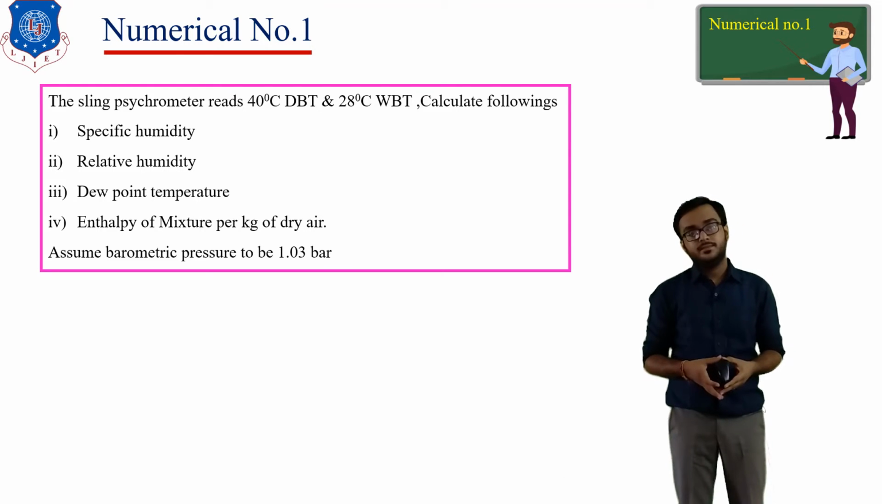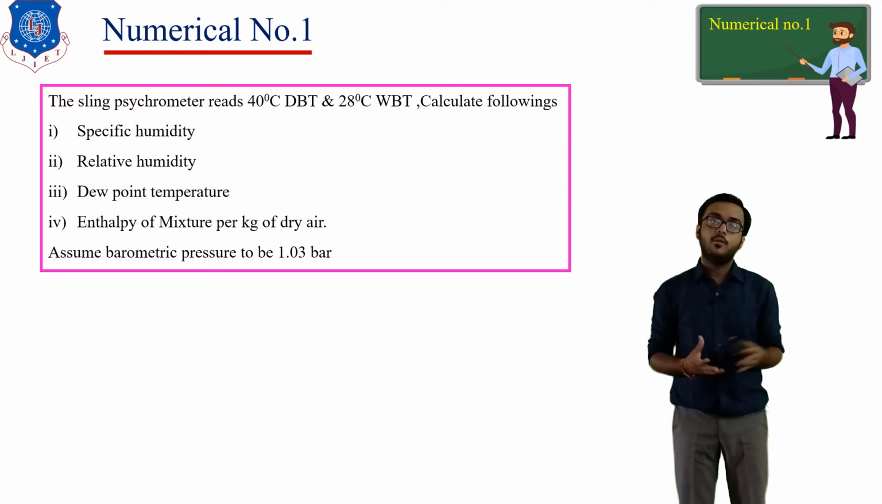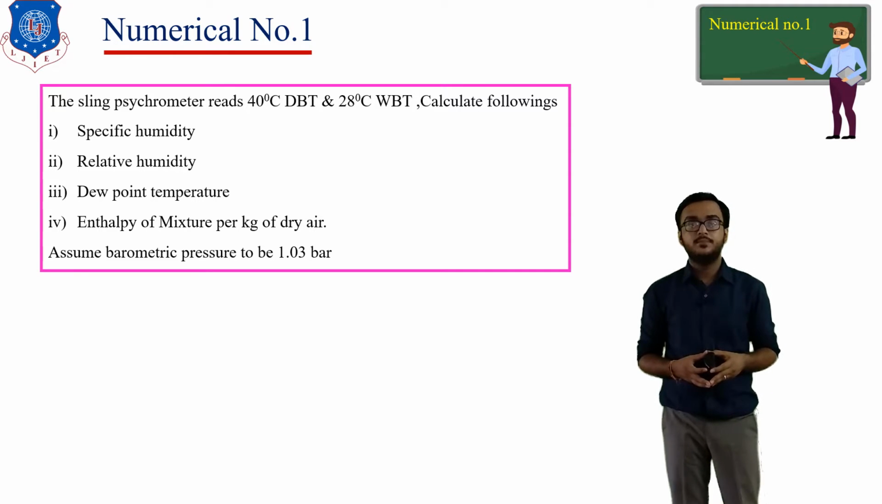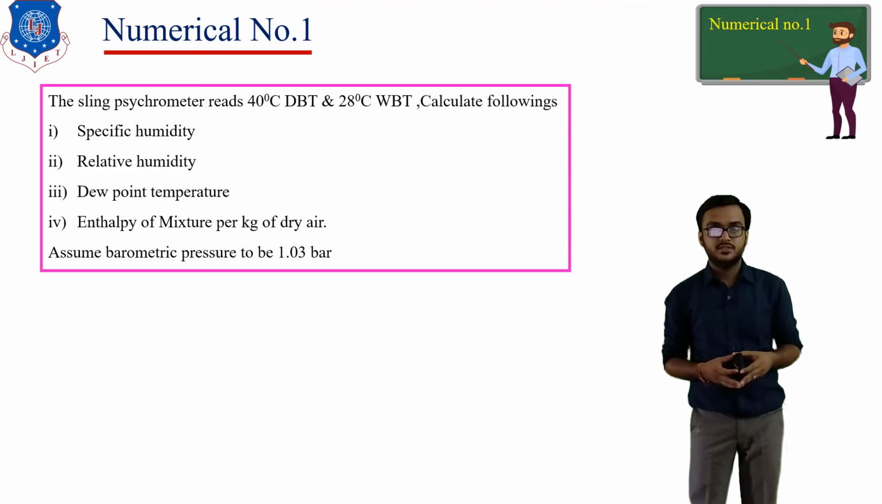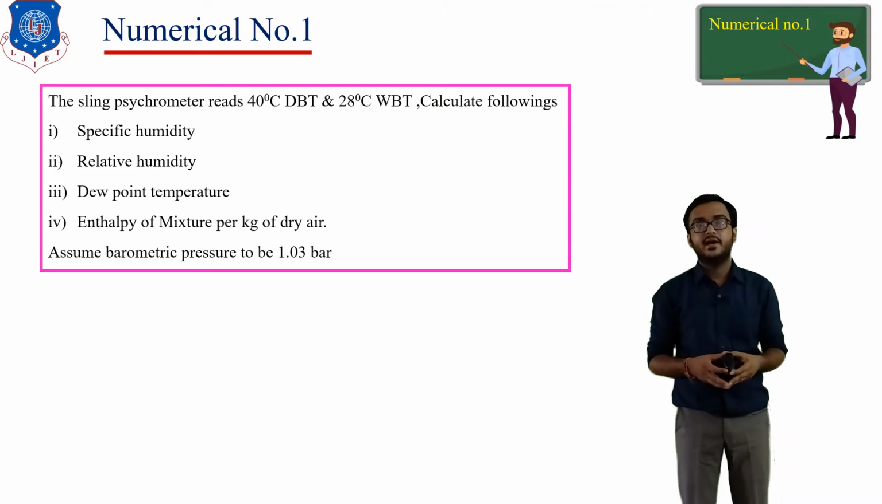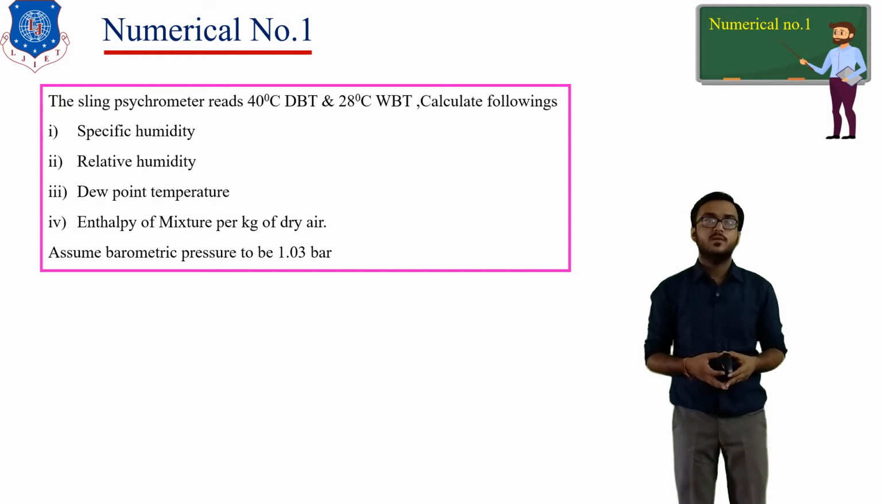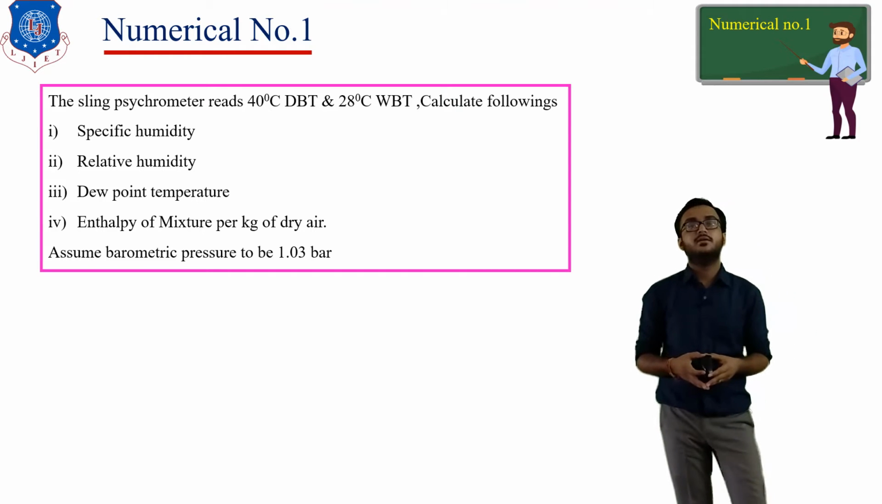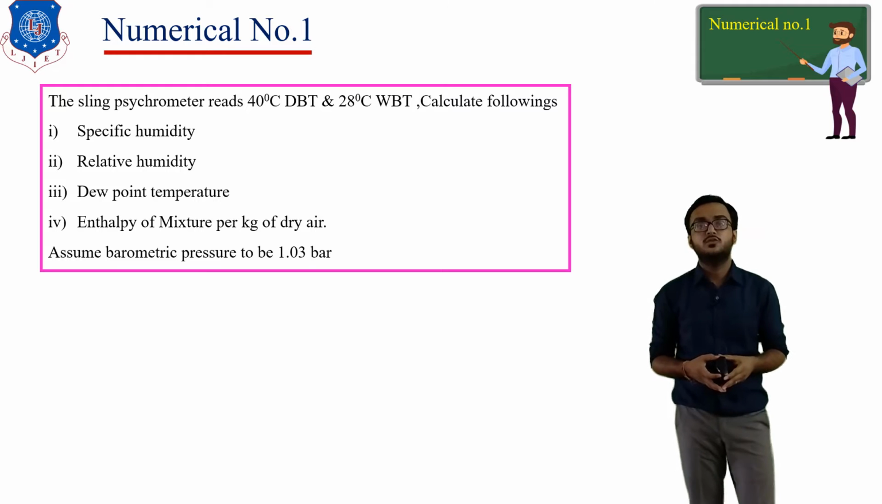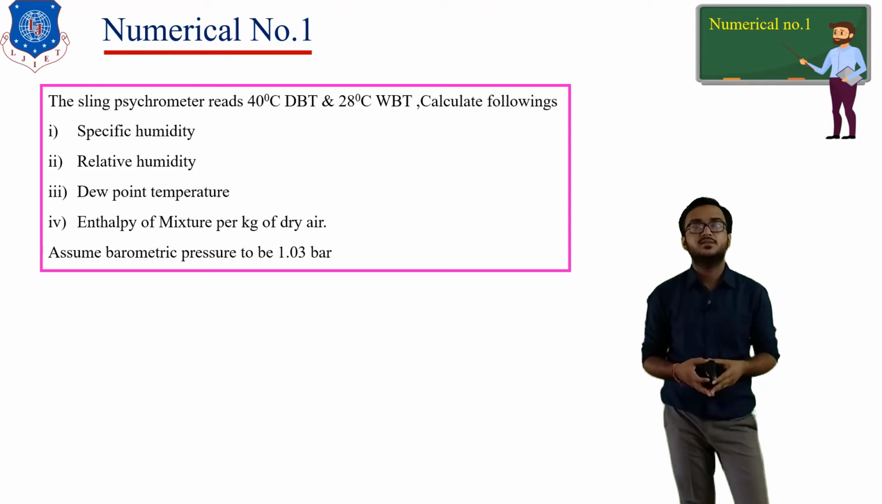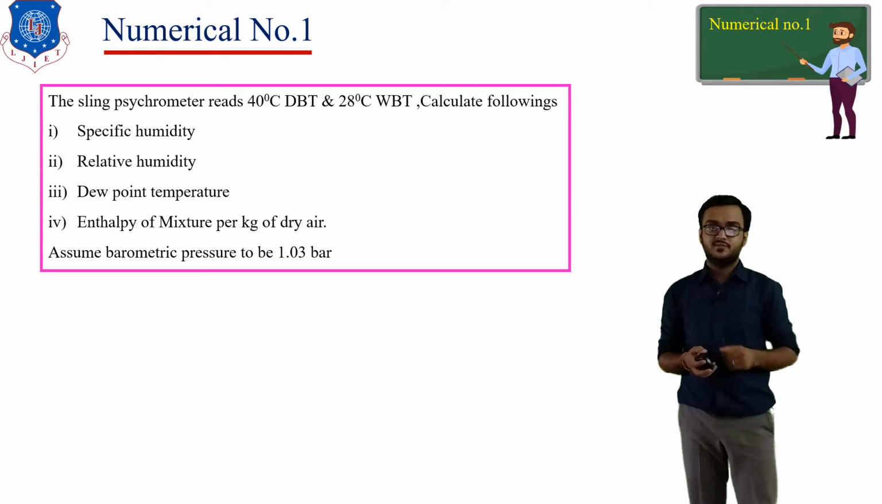Now, what about Pv? To find the vapor pressure, we have observed one of the empirical relationships called the Carrier partial pressure equation. So based on the Carrier partial pressure equation, once we have a value of Pv, we are easily able to calculate the specific humidity, because specific humidity omega is equal to 0.62 Pv divided by Pb minus Pv. So it is all about specific humidity.